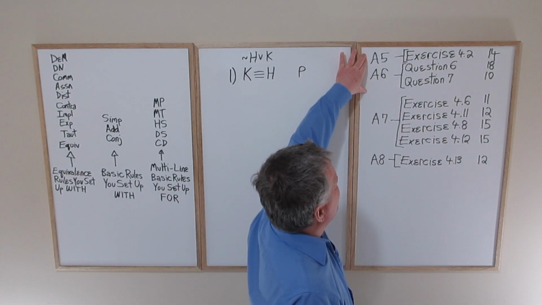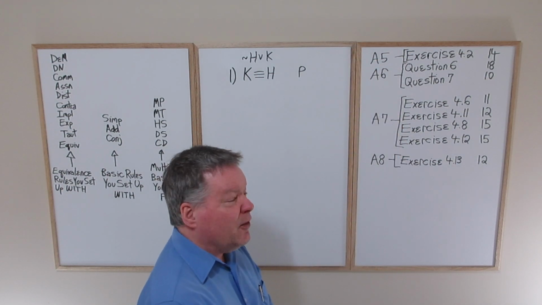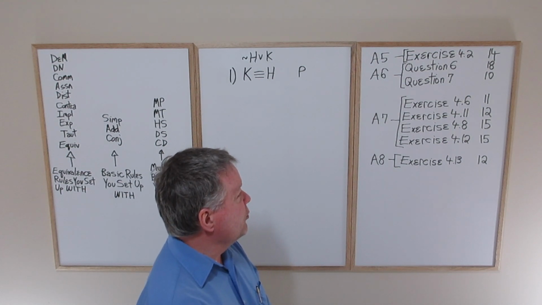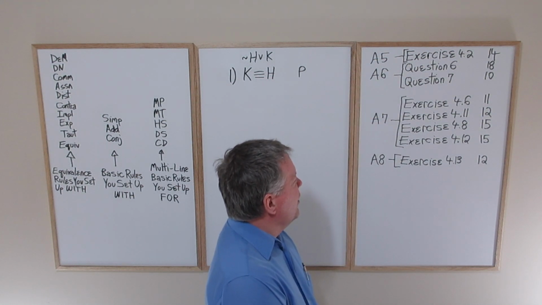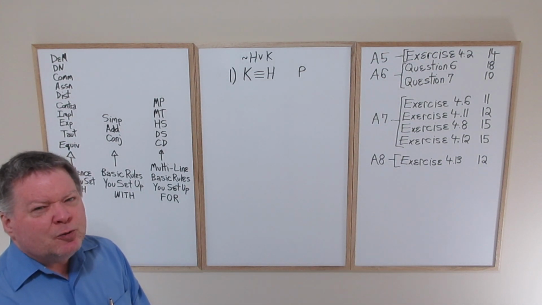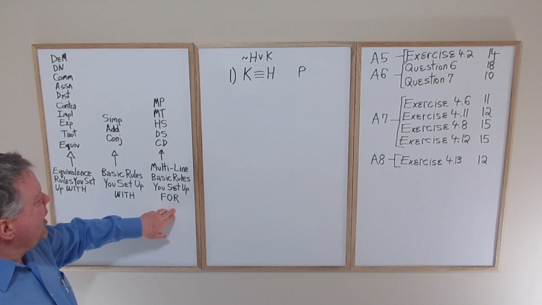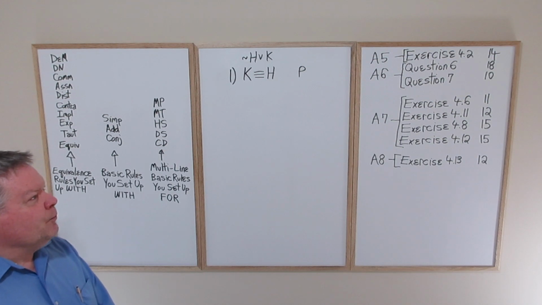So assignment 5 and 6 are primarily designed to thoroughly acquaint you with this activity of proof construction. We're now at assignment 7, where we've expanded our range of logical rules once again to include the 10 equivalence rules. All 10 of these equivalence rules are ultimately rules that you use to set up for the application of one of the multi-line basic rules.